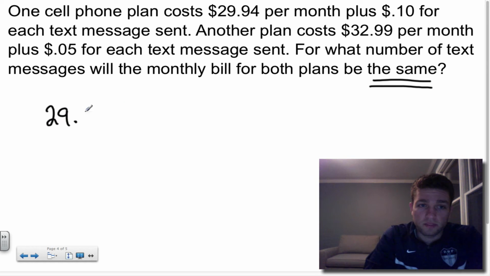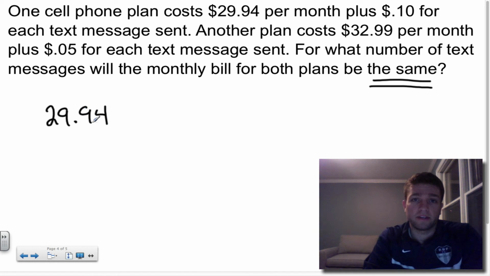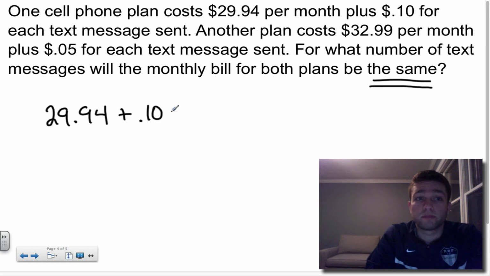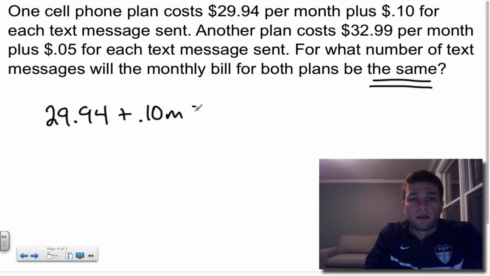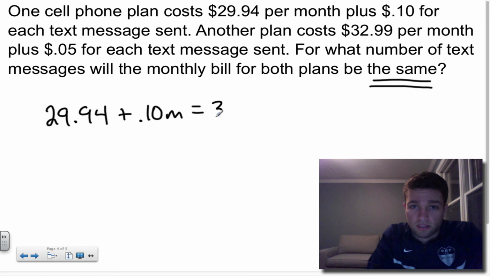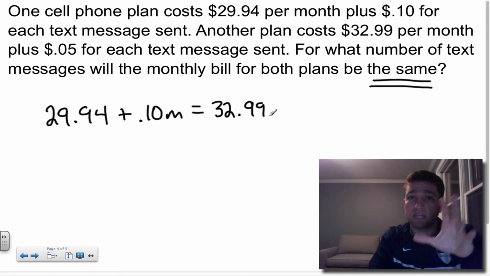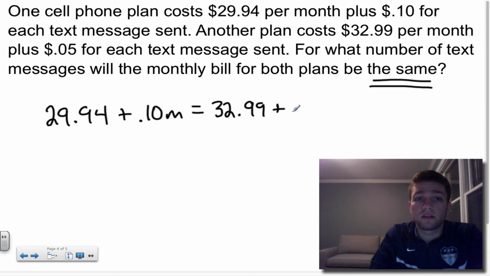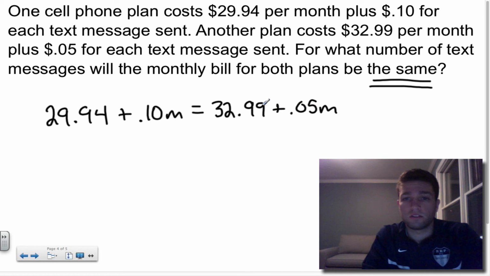So my first plan was $29.94 per month. So that's kind of like my initial value. That's my starting value. Every month I have to pay that. Plus, I'm also going to be paying 10 cents per, and I'm going to use M for text message. And that's going to be set equal to the other plan, which has a starting value of $32.99. You're paying that per month every time, no matter what. Plus, you're also paying 5 cents per message.